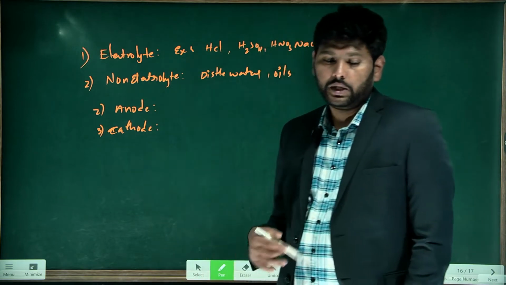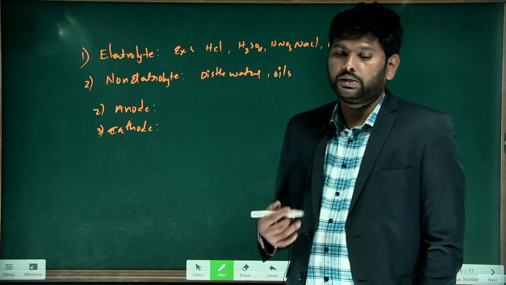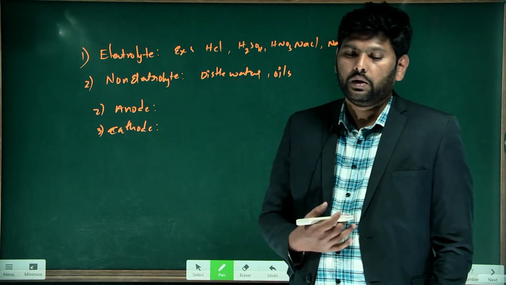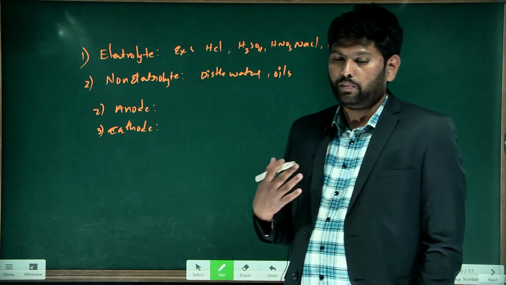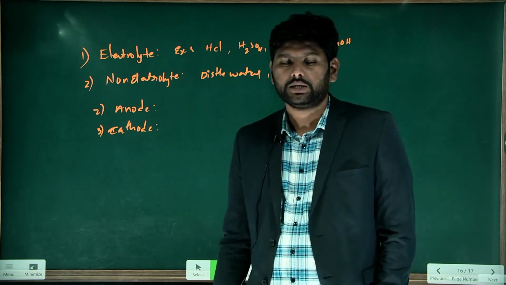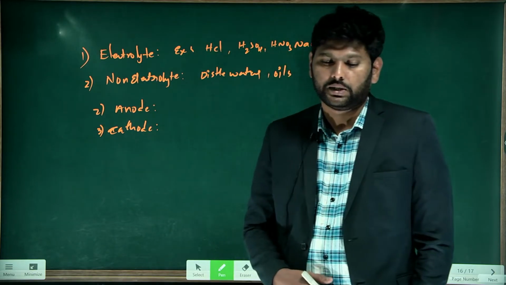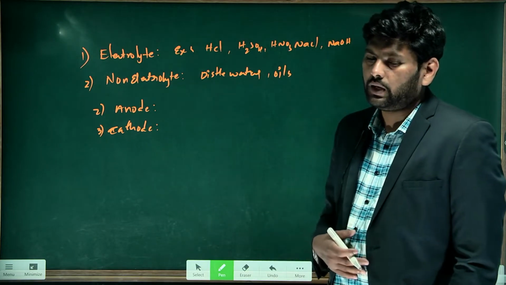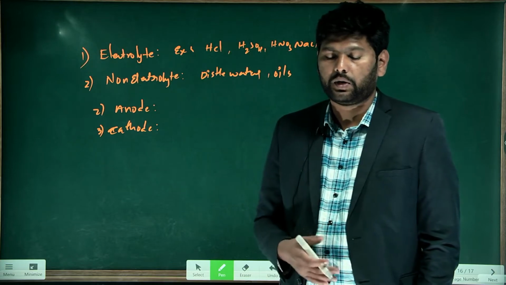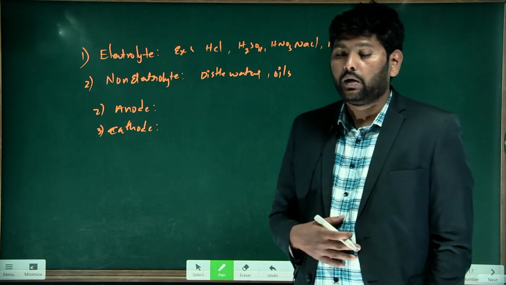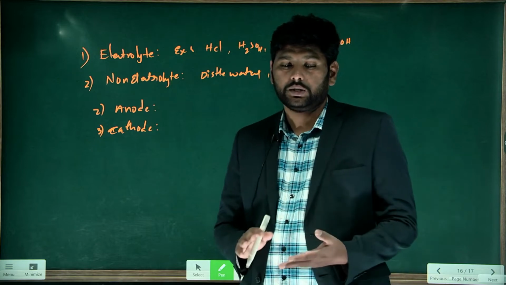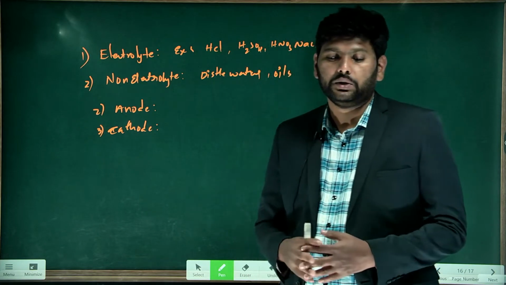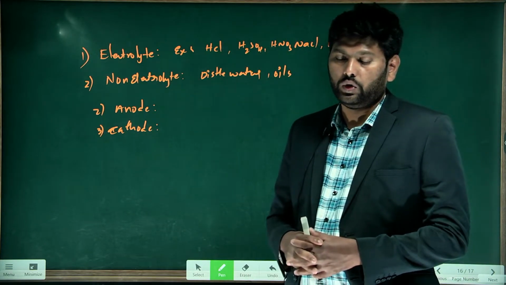Next, positive charges and negative charges. You know these things very well. A positive charge means a body having more positive charges or fewer electrons. Negative charge means it has an excess number of electrons or fewer protons. So positive charges, negative charges, cathode, anode: these are the terms related to conduction of electricity through liquids.